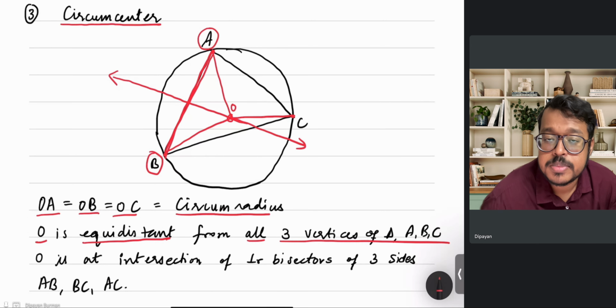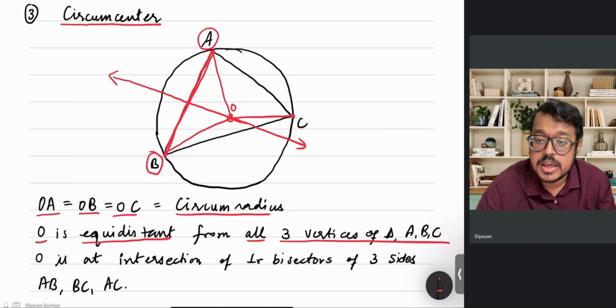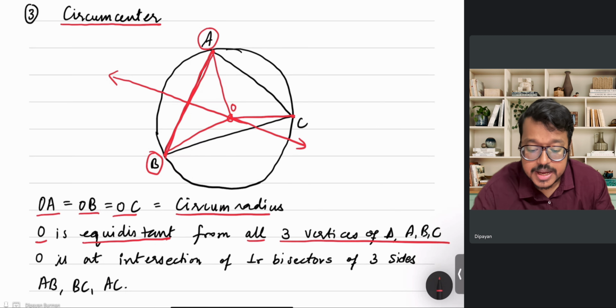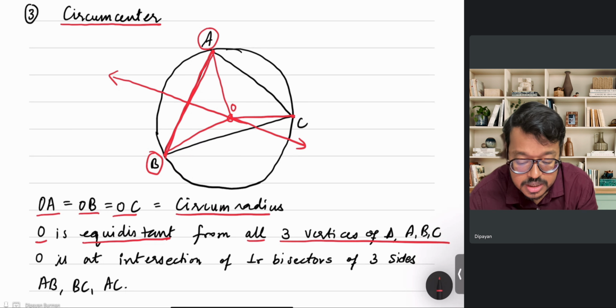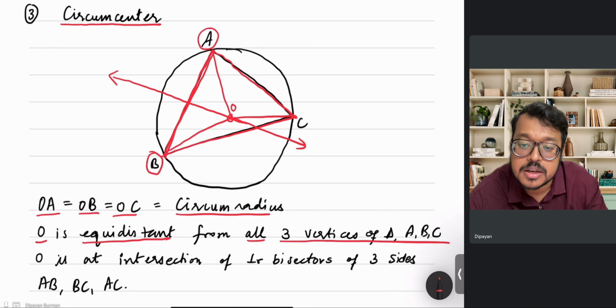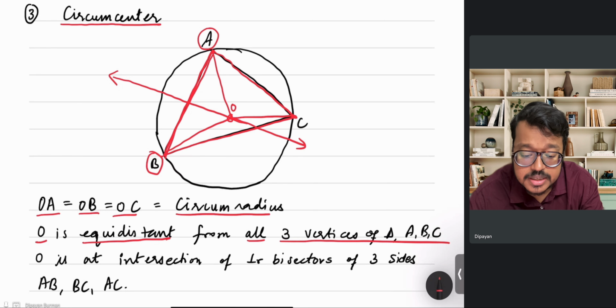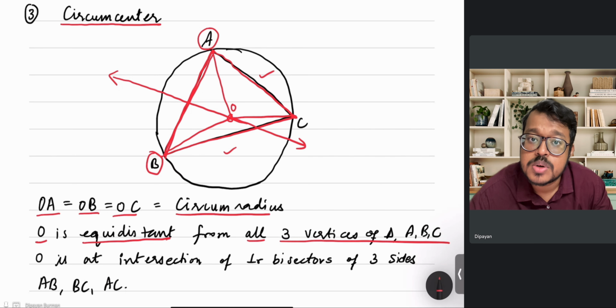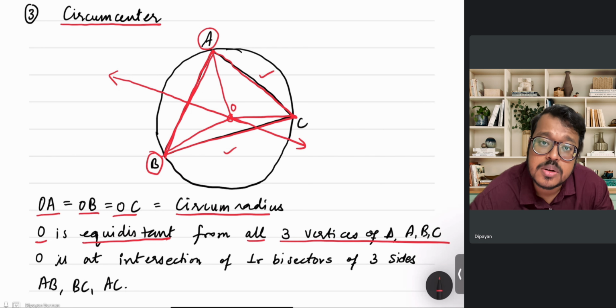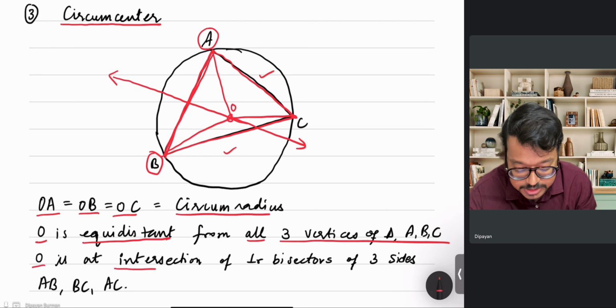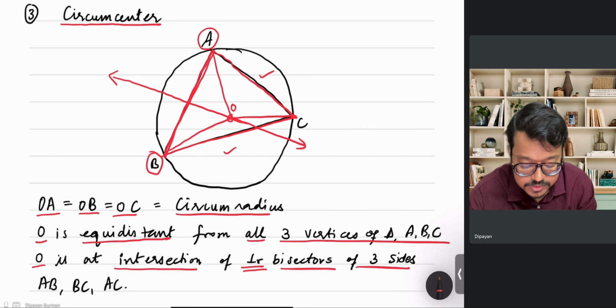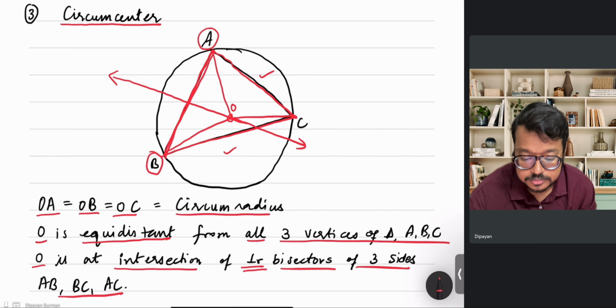Now, since the circumcenter is equidistant from A, B and C, I can also look at the sides AC and BC. So the circumcenter must be lying on the perpendicular bisector of AC as well as BC. So actually the circumcenter is located at the intersection of the perpendicular bisectors of all the three sides. So it is at the intersection of the perpendicular bisectors of the three sides of the triangle.